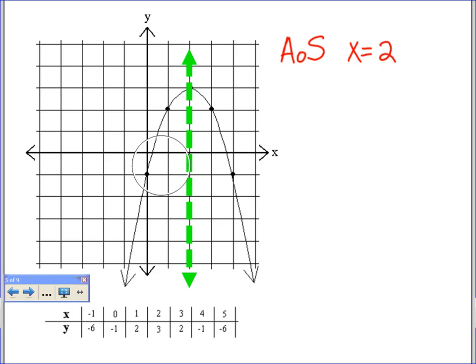Now, can I figure out what my vertex is? The vertex is always a point on my axis of symmetry. I can actually see it on this graph right here. Now, I can't always see it, but here I can see it. And its coordinates are 2, 3. You'll notice that the x value of my vertex is my axis of symmetry.